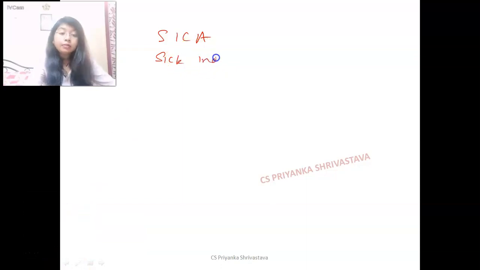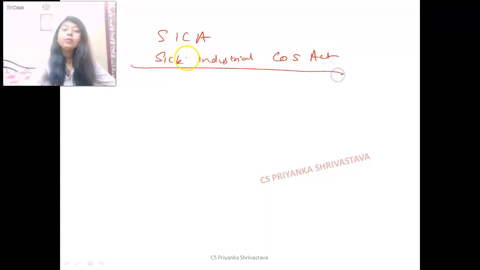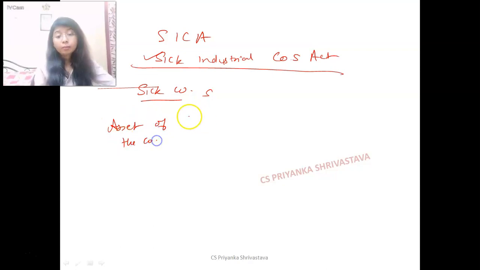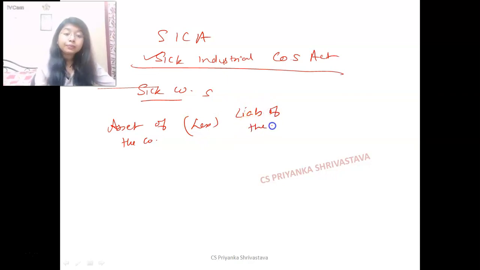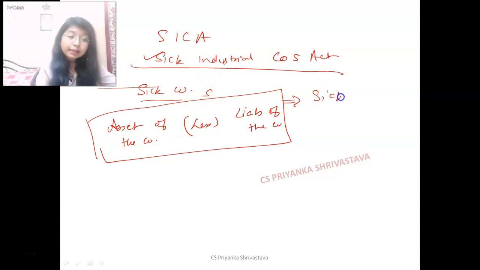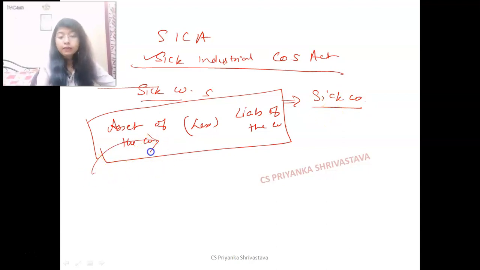Sick Industrial Companies Act. So basically what was done in this act is there was a sick companies concept, that is, when the assets of the company become less than the liabilities of the company. So when this is the situation, a company is called a sick company because it needs a helping hand to revive itself.